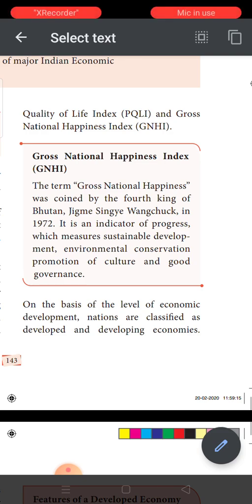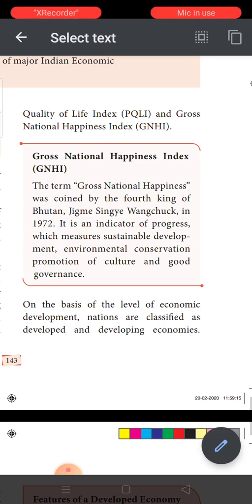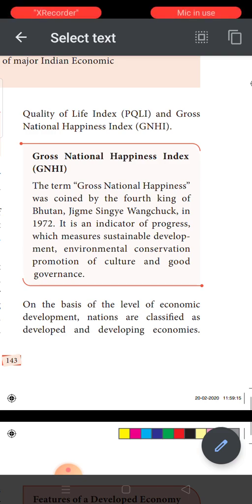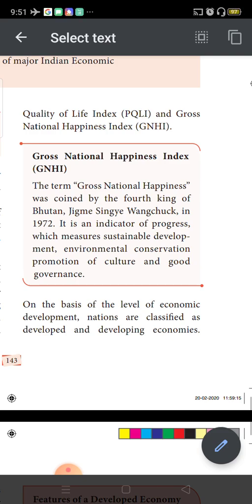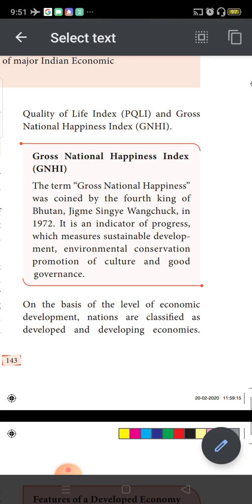Apart from that, you have to promote culture also. Whatever is the inherent culture in that society has to be promoted. You have to work for the promotion of your culture. And apart from that, there should be good governance also. Good governance means good administration. A sound government also should be there. All these parameters are taken to find the GNHI. What is GNHI? The Gross National Happiness Index.